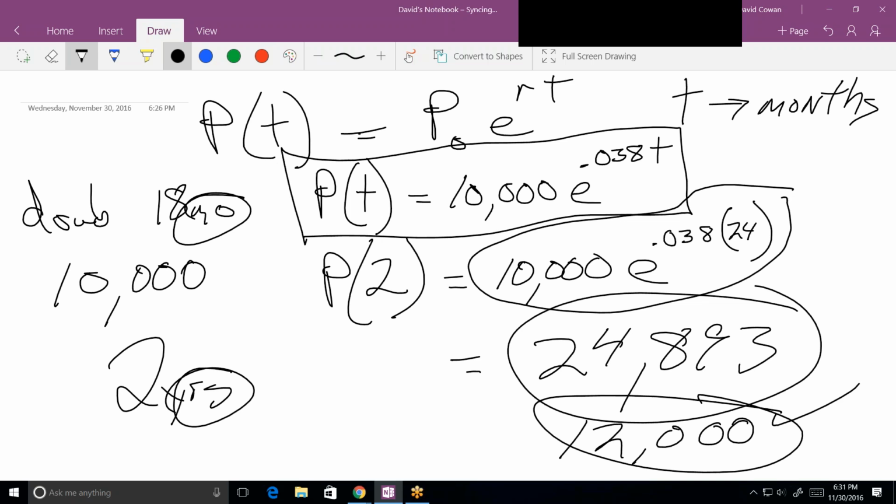I could change this to 1.5 years. That might make the calculation easier, but I don't think so. It's perfectly fine to leave it in months, but then you have to make sure you turn that.